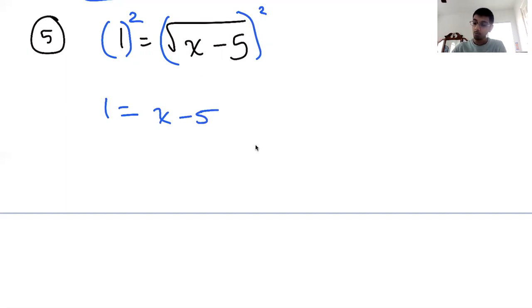Okay, so from there, we would want to add the 5 onto both sides. So plus 5 and plus 5. So it'd give me 6 is equal to x. And that is our answer.